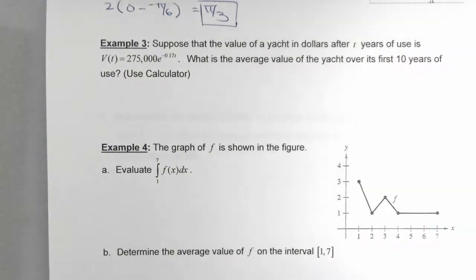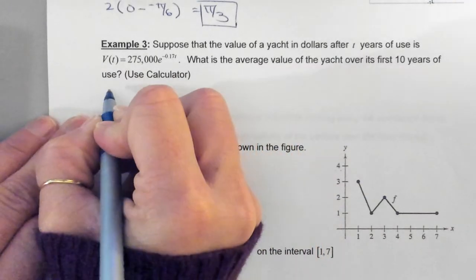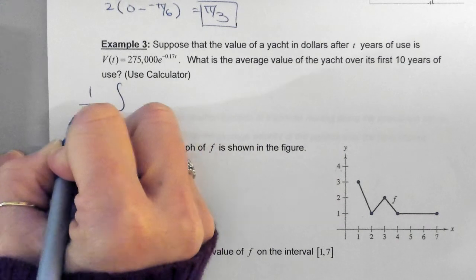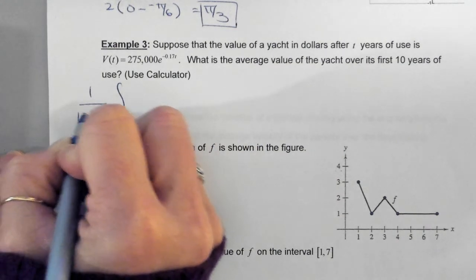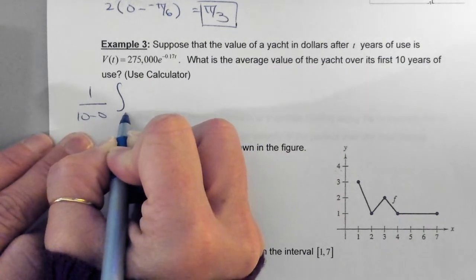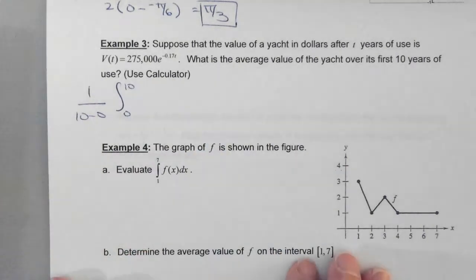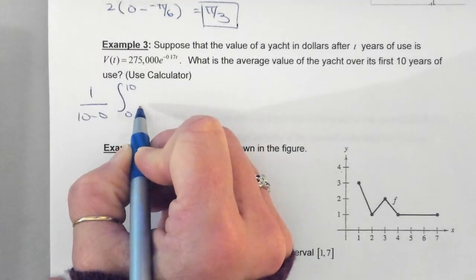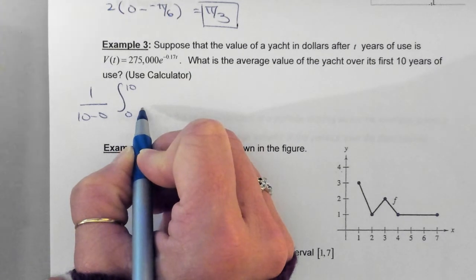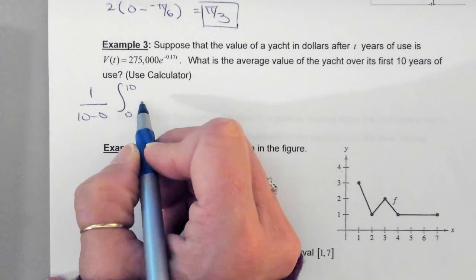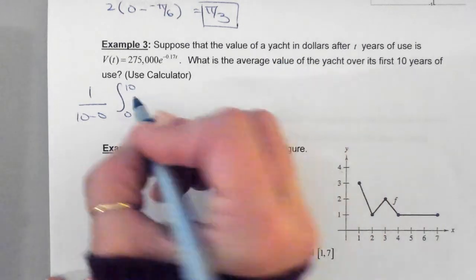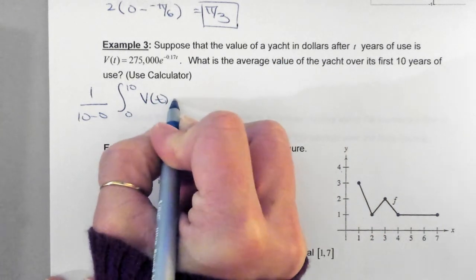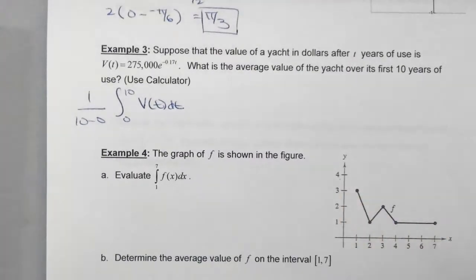Okay, so our setup, which is something that I would be looking for, would be 1 over 10 minus 0. My integral is from 0 to 10, and here is something I want to point out. If this is an FRQ, let's say on a test or on the AP or wherever, do you have to write the whole function over again? No. They have already identified what it is and defined it for you, so you can just write V of T dt. Okay, that is your setup.